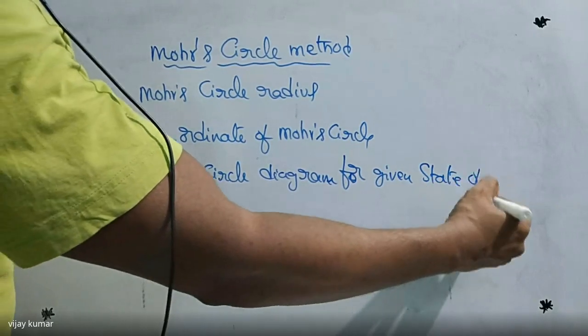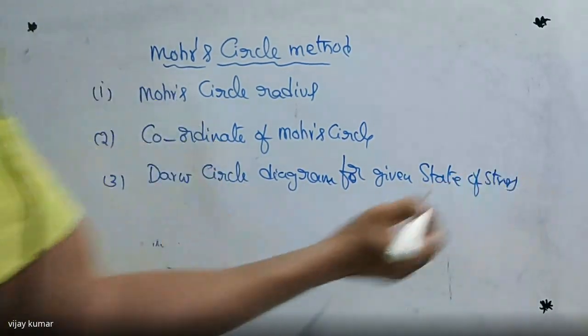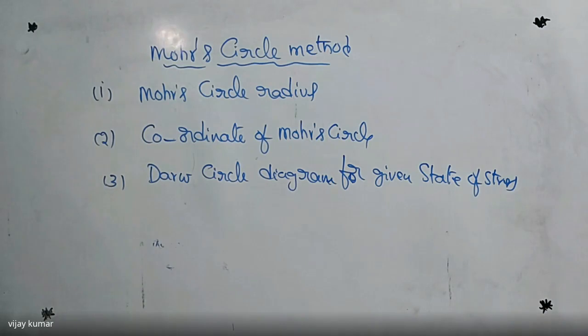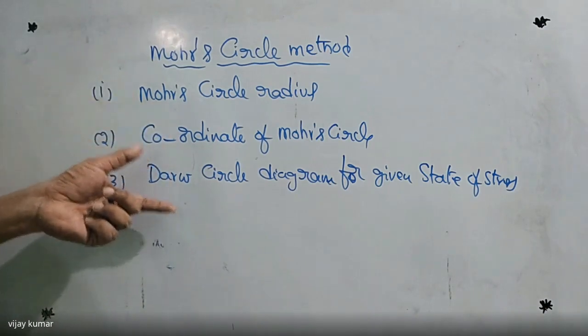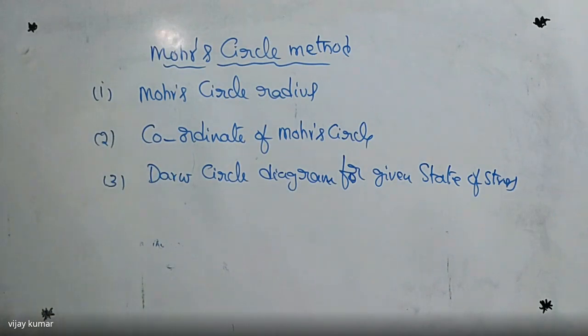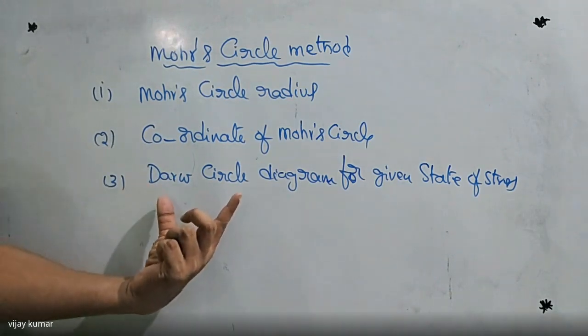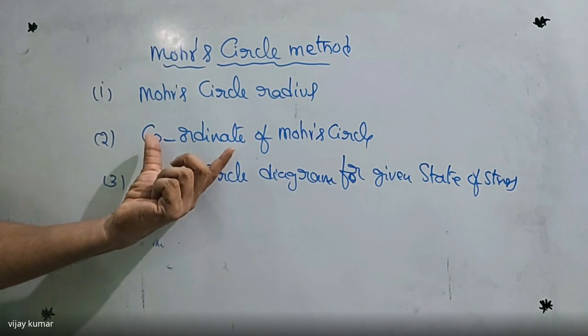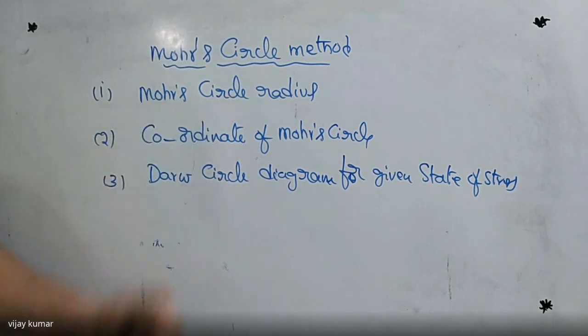These are the three points we have to remember. Most of the questions are given on these three only. So in any competition, they ask either to draw the Mohr circle diagram, or find the coordinates of the Mohr circle, or find the circle radius.